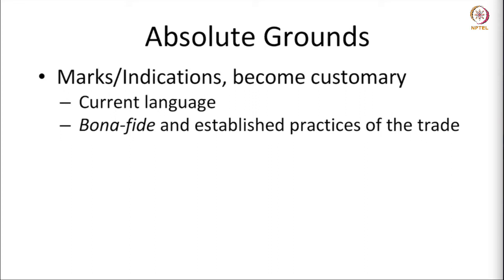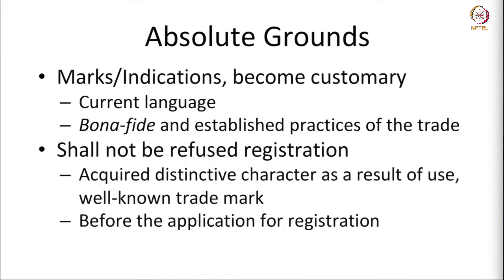So anything that is a part of the current language, or that is an established practice of a trade, like a safety measure, or the fact that something is efficient or something is faster, quicker. Now, all these things are understood as a part of the trade. They cannot be marks which indicate what is customary or what has become a part of the trade. However, certain marks shall not be refused registration. Marks that acquire distinctive character as a result of use.